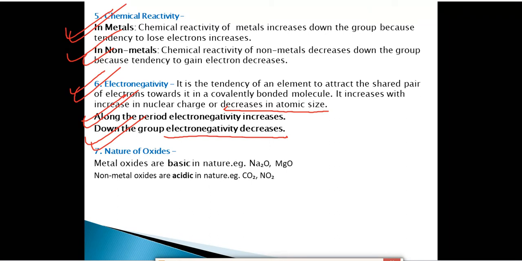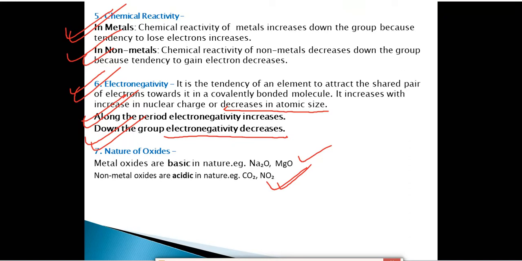Nature of oxides. Metal oxides are basic in nature. Example, Na2O, MgO. They all are basic in nature. And non-metallic oxides are acidic in nature. Carbon dioxide, nitrogen dioxide, they all are acidic in nature. Along a period, the basic character of the oxides of the elements decreases while the acidic character increases.